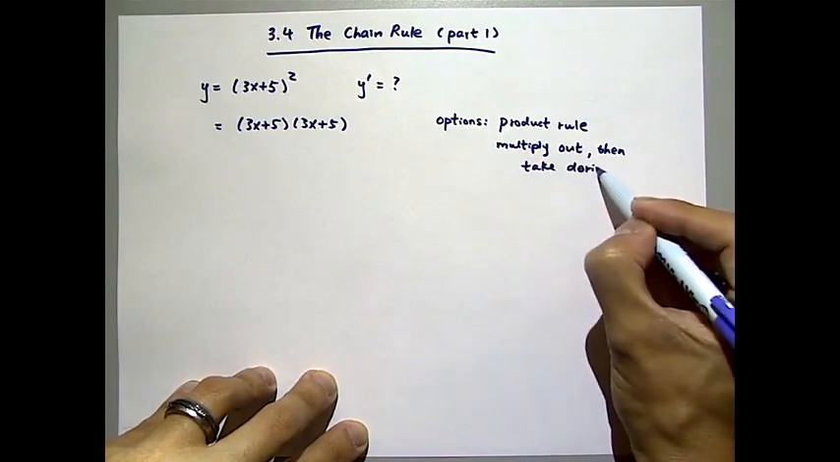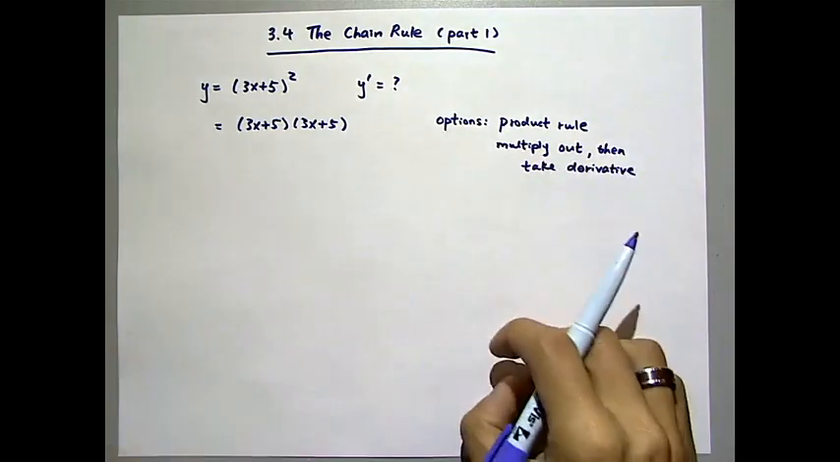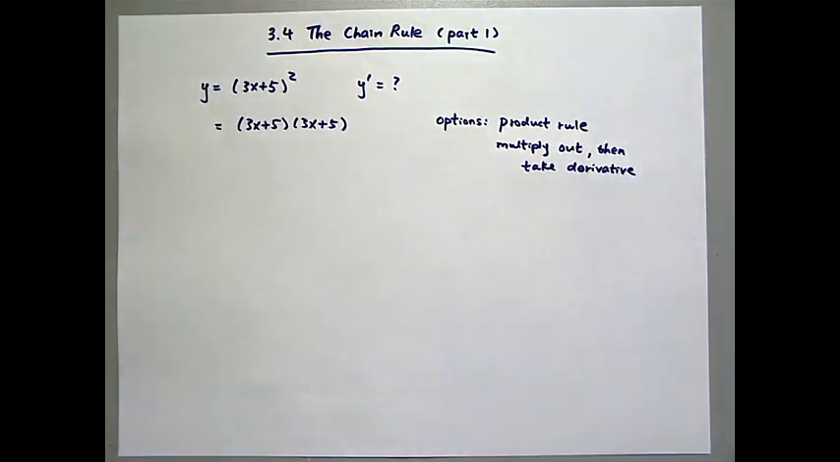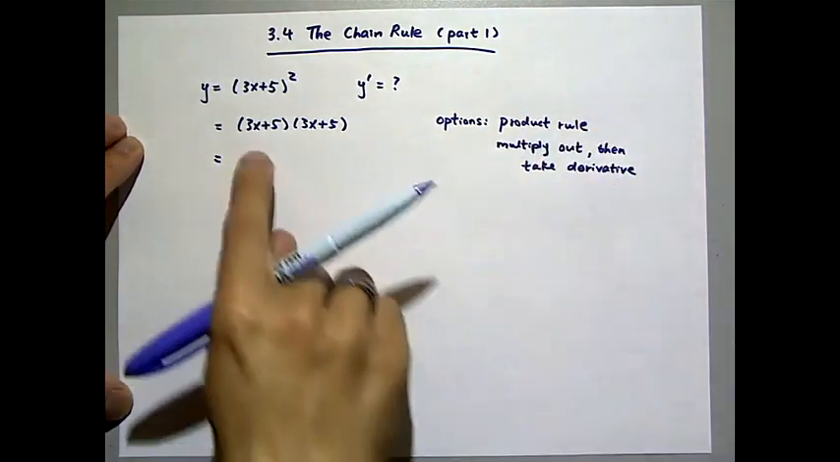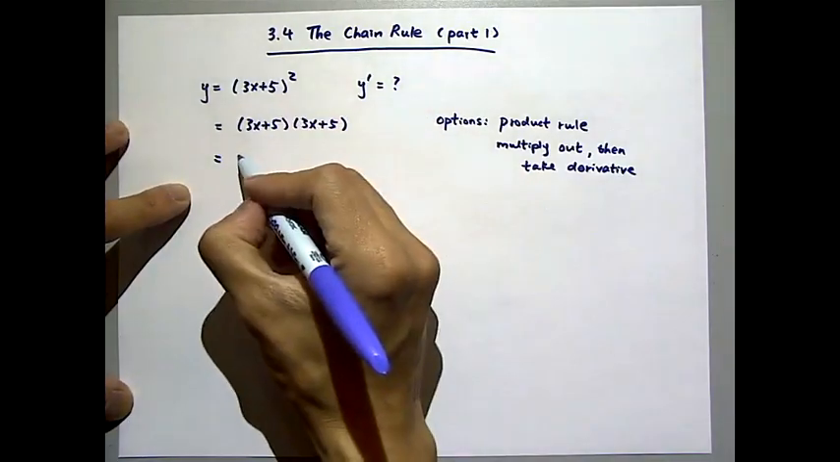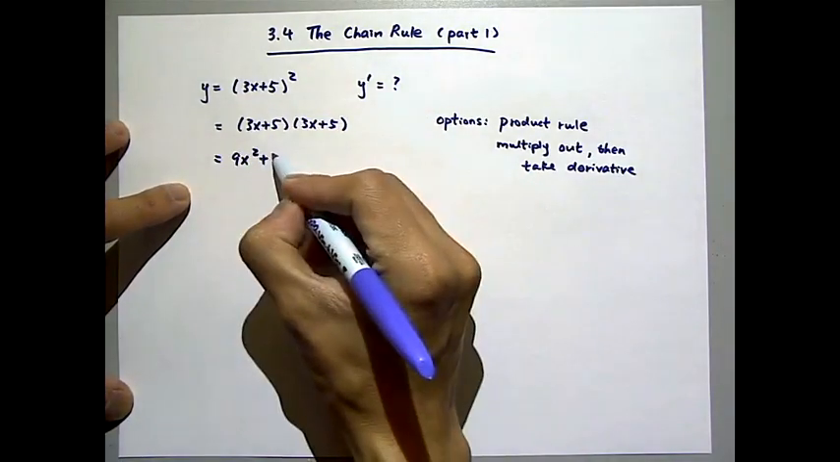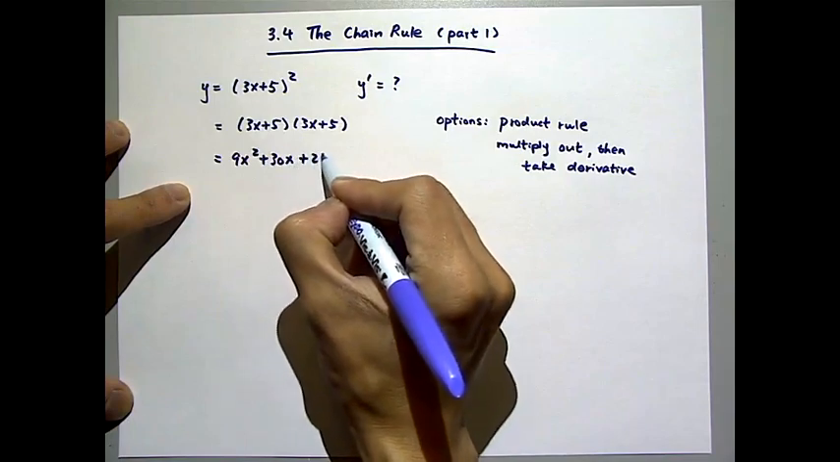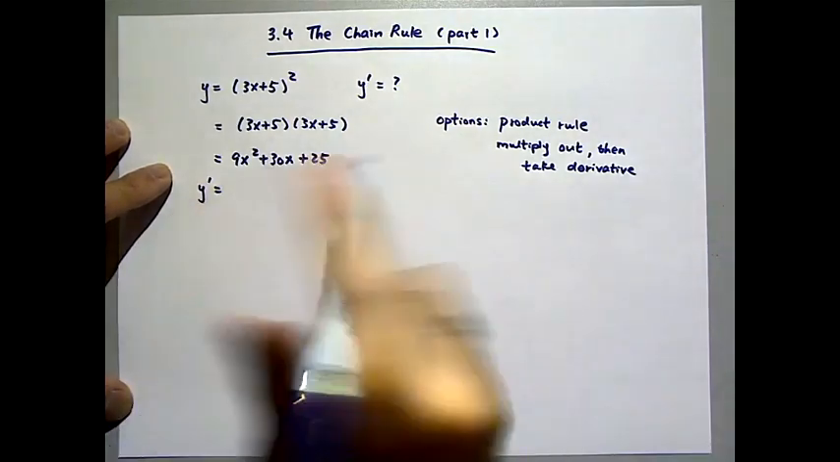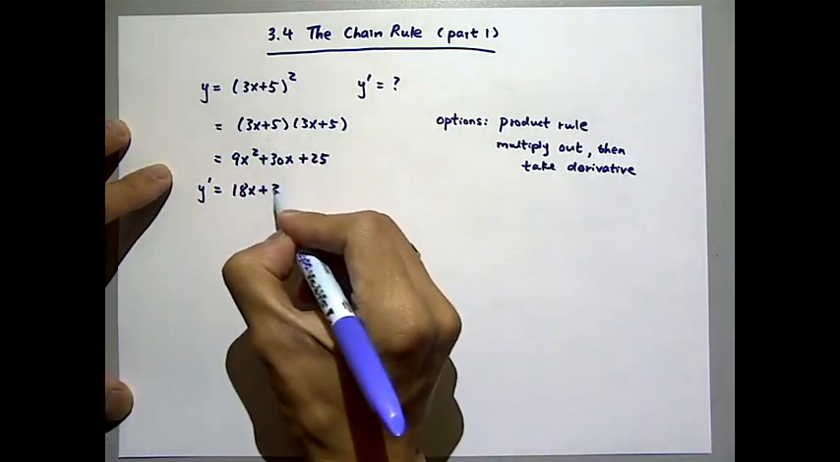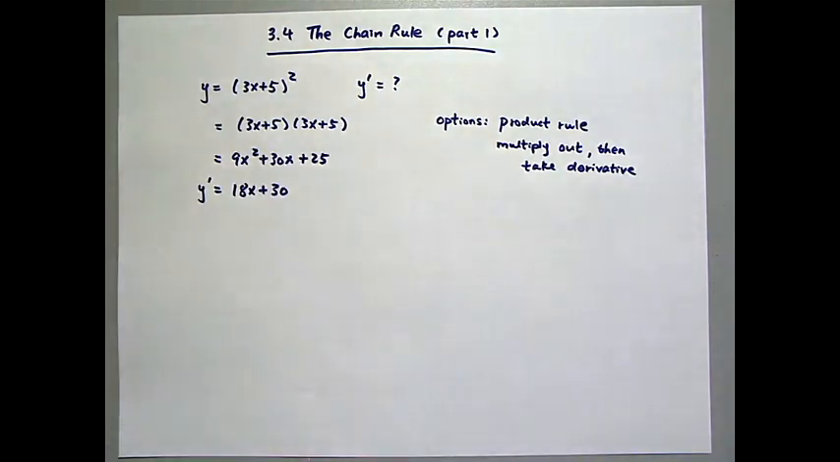Then take the derivative. Now, when you multiply this out, you're going to get polynomial terms added to or subtracted from each other, and that's very easy to handle. So here, let's use the second option. The first option is perfectly fine, but we'll use the second option. So we get 9x squared plus 30x plus 25. So very clearly, then, simply, we can find y prime is 18x plus 30. Okay, nothing wrong with what we did here, perfectly fine.